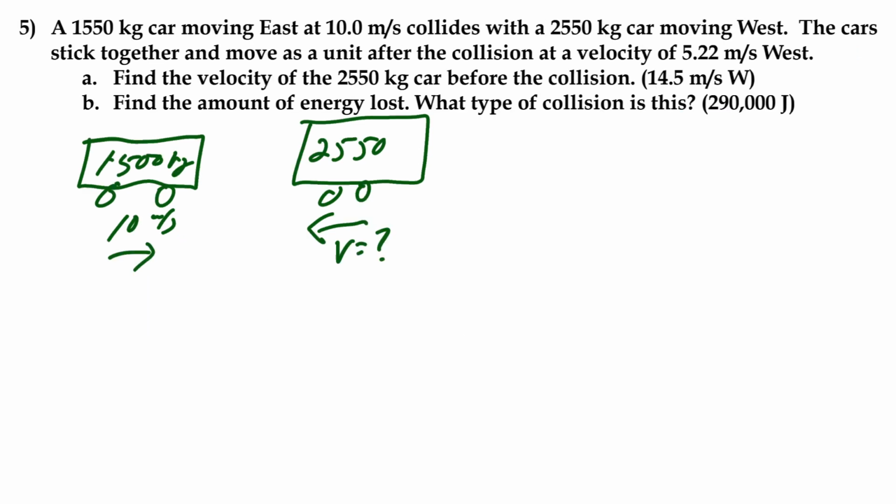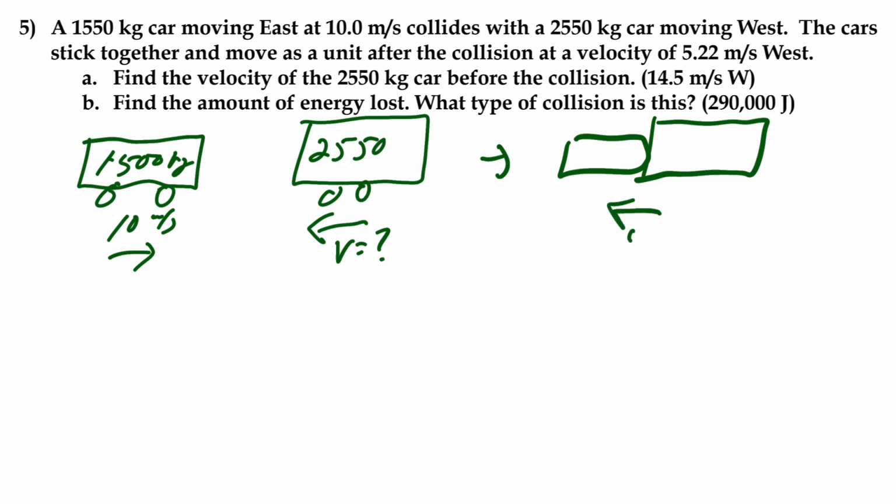So in this problem we have two cars. Again, they're in a head-on collision. Again, they're going to stick together here. Now what's different in this problem is we know the final velocity. So the final velocity is going to be 5.22 meters per second west. And what we're looking for is what is the initial velocity of the second cart. So how fast is this cart moving?